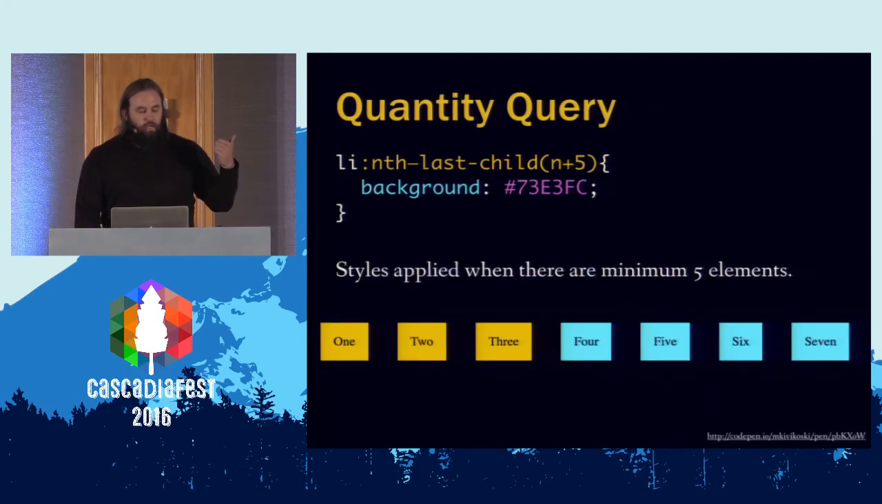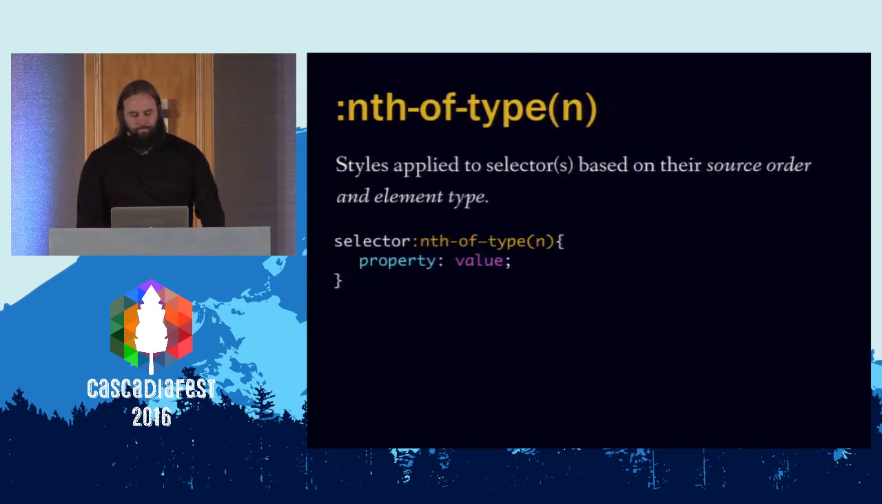You can also check out a minimum amount. So nth last child, n plus 5, will tell you that there's a minimum of 5 elements, and then you could use that same sibling and target all of those. So if you wanted a specific layout when you have so many items, you could use it this way.